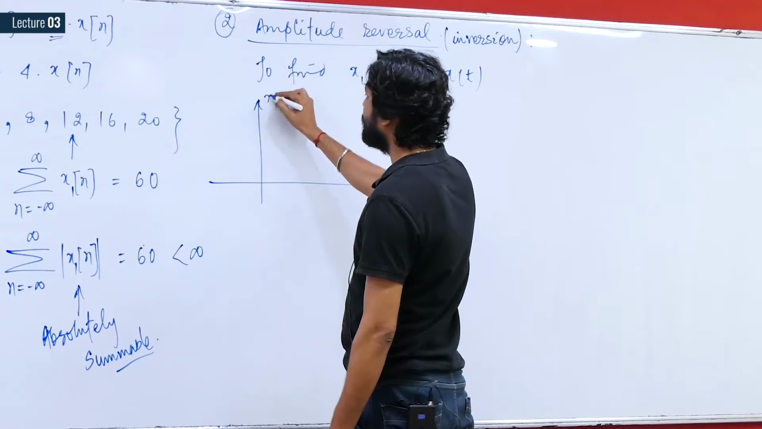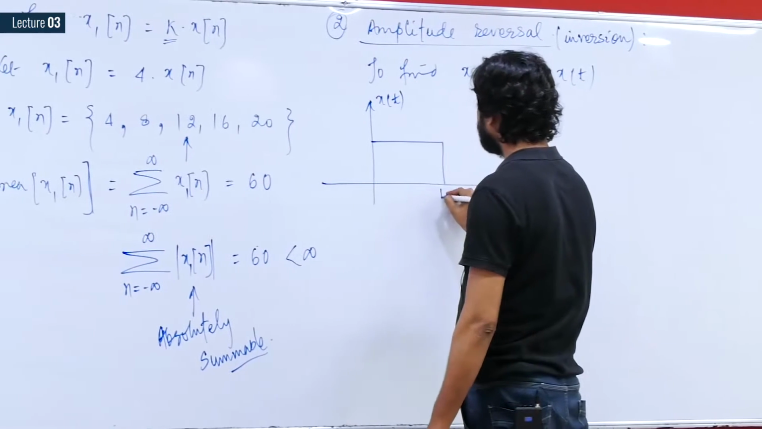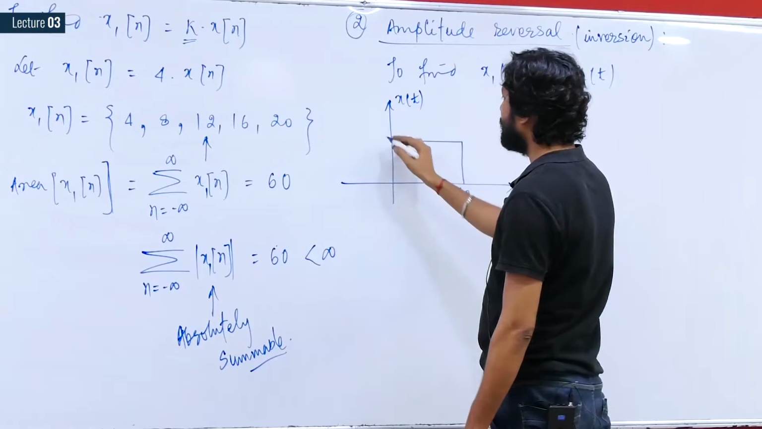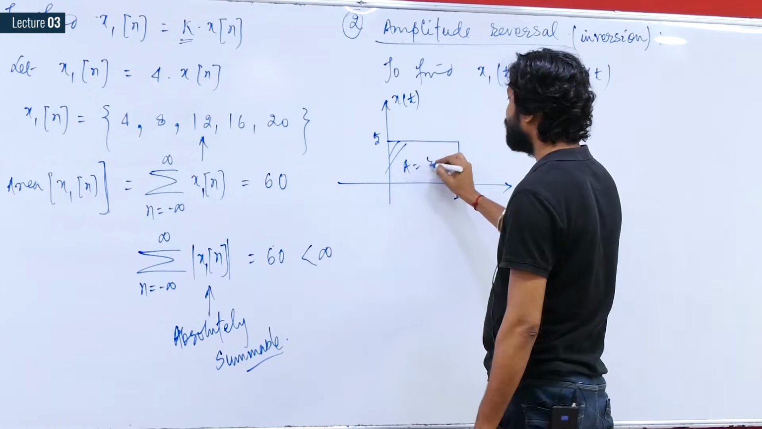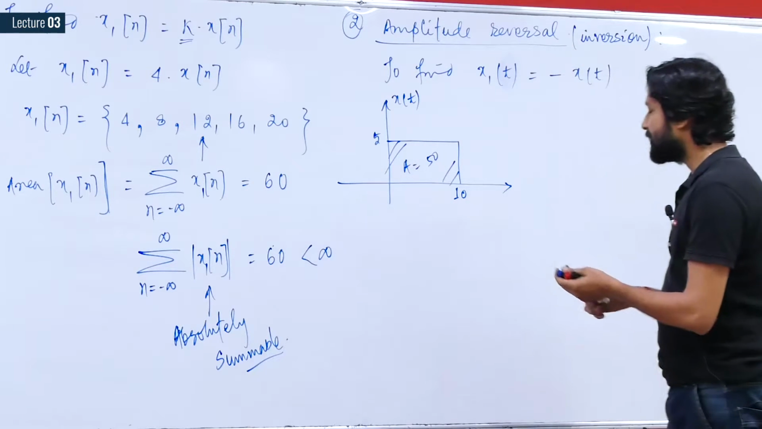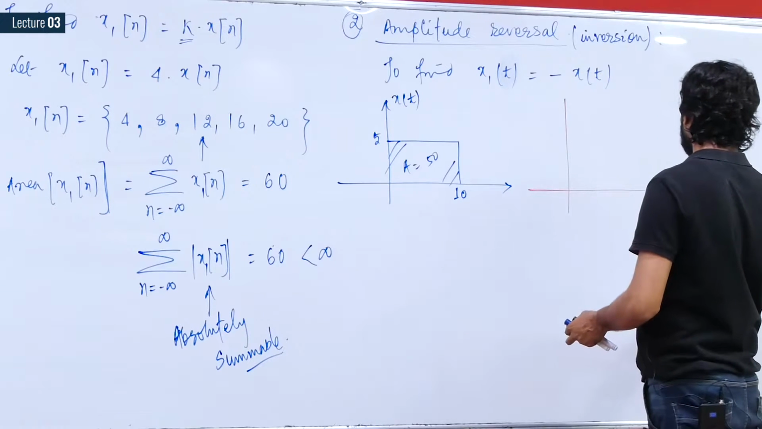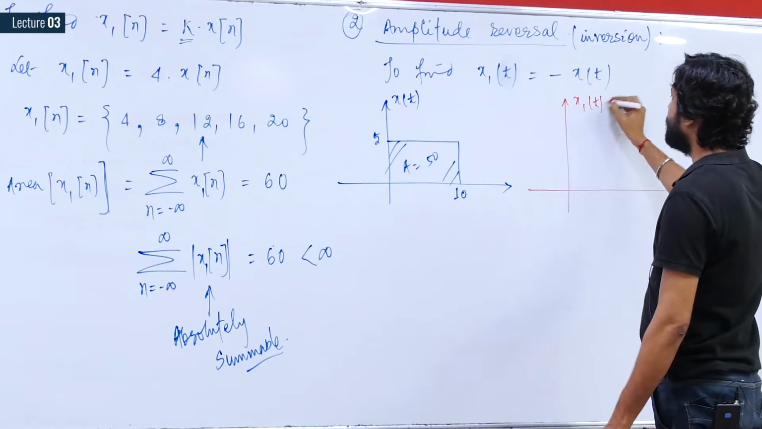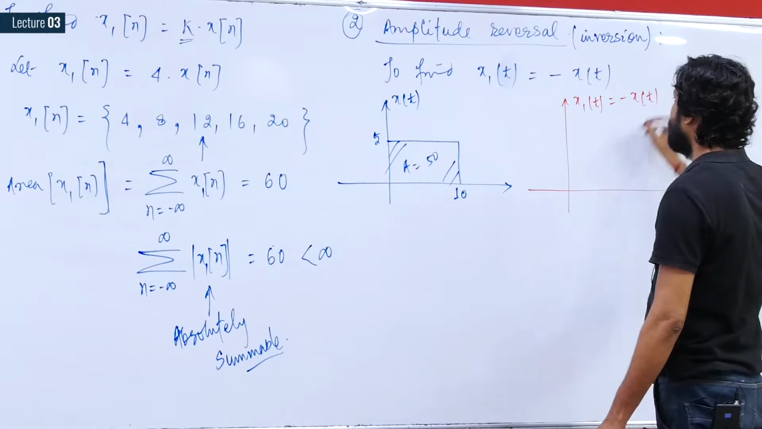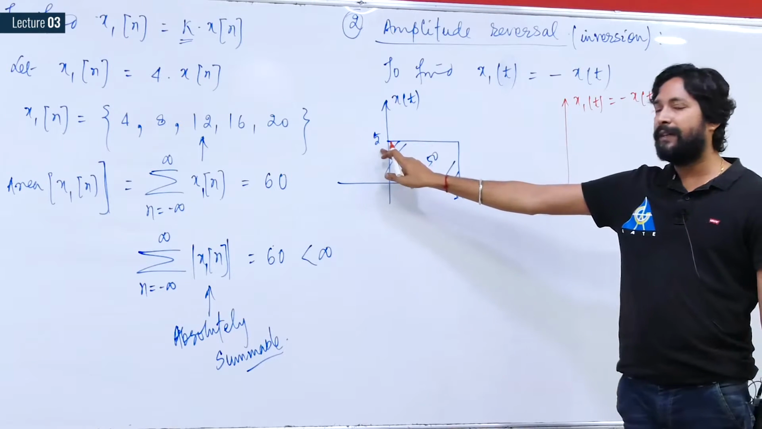We have taken this signal x of t, which was existing from 0 to 10 seconds. It was your signal x of t having value 5, for which you have mentioned that the area is equal to 50. Now suppose you are going to take this signal x1 of t. If you have to plot with respect to t the signal x1 of t, that is equal to minus of x of t, you have to multiply -1 into the amplitude value of x of t.